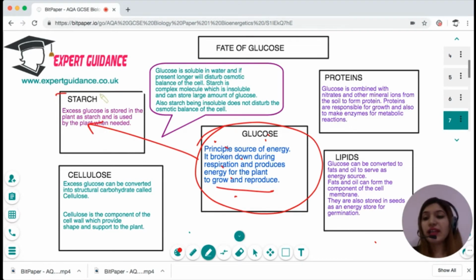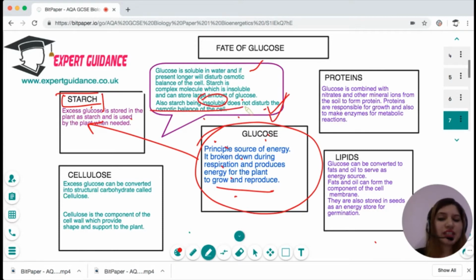Now they'll ask you why we store the excess glucose as starch. Why do we not just store it as glucose? The problem is the glucose is soluble in water, and as it's soluble in water, it can disturb the osmotic balance and can cause unnecessary osmosis of water. On the other hand, starch is an insoluble complex molecule. It's a bigger molecule. It can take in a large amount of glucose molecules. It can store a large amount of glucose, being compact, and the basic importance of that is it is insoluble. So as it is insoluble, you need to say it does not disturb the osmotic balance of the cell.